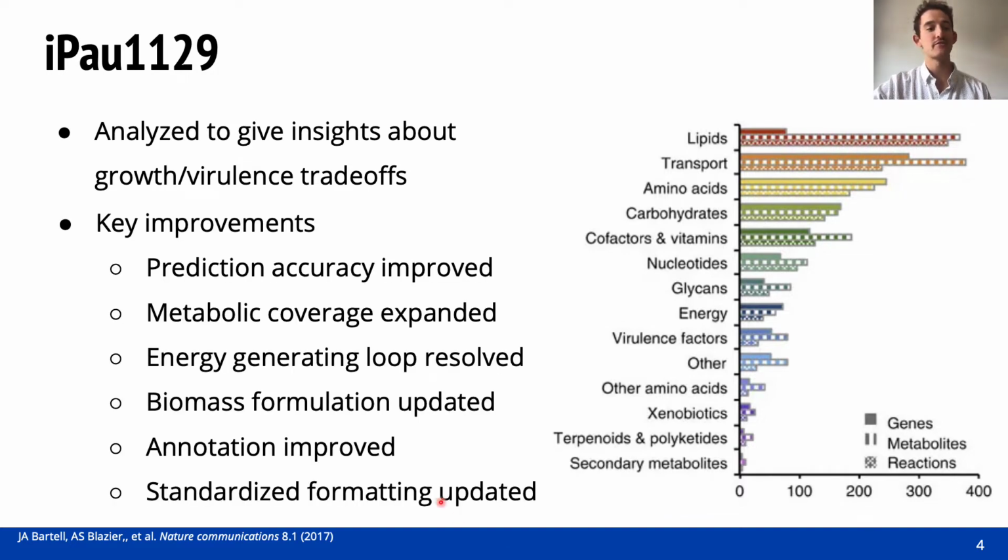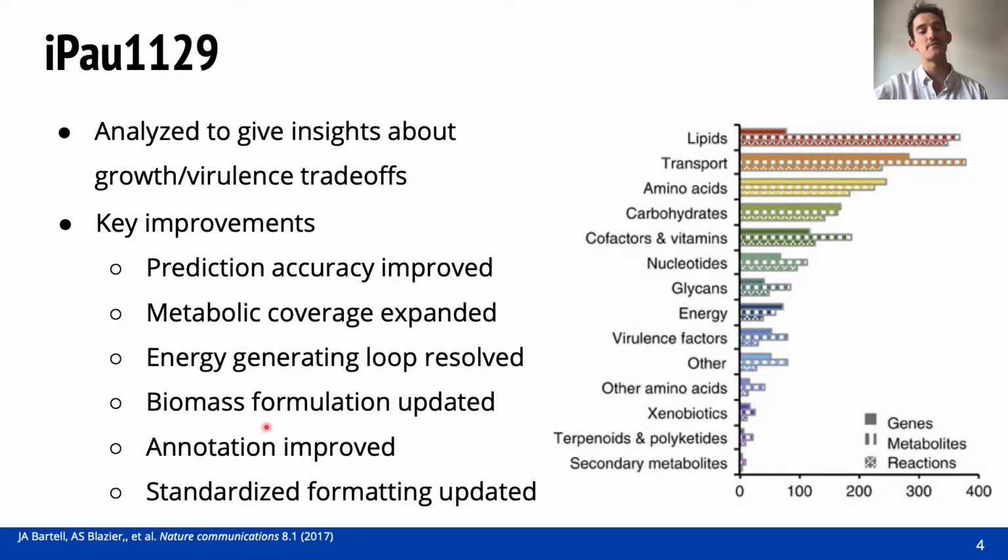Some key areas of improvement that we worked on: first, improving prediction accuracy. There were some key predictions that it was getting wrong, which we reconciled with the experimental data. We expanded the metabolic coverage by adding different genes, reactions, and metabolites to the model. We resolved an energy-generating loop, which was allowing the model to generate ATP for free, doing various bad things such as inflating growth rate predictions.